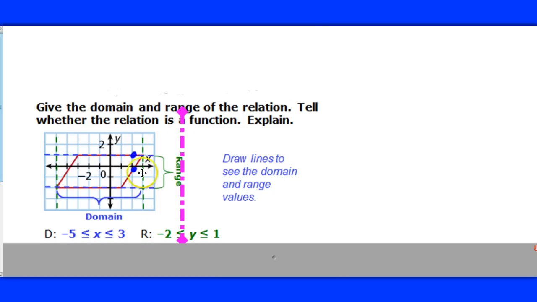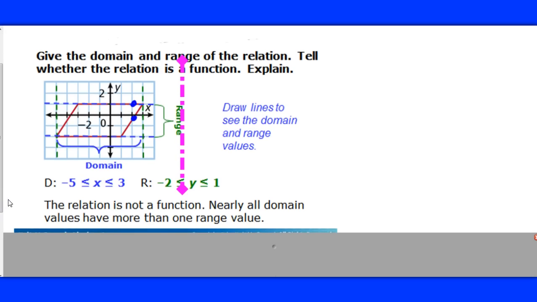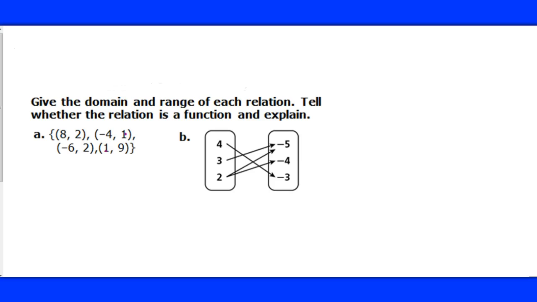Can you see that for the x value of 2, there are two possible y values that go with it? So this is not a function. It does not pass the vertical line test. Okay? It has to pass the vertical line test.